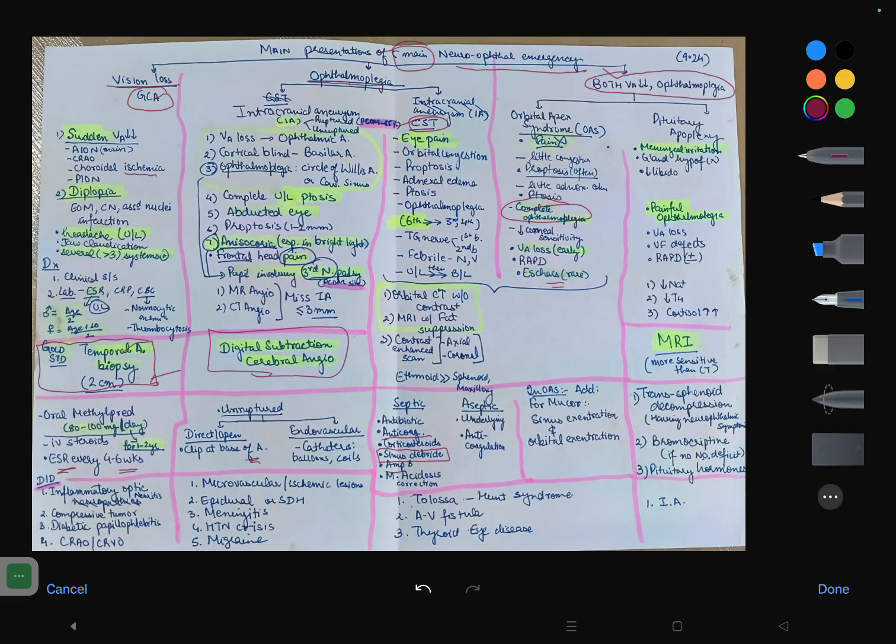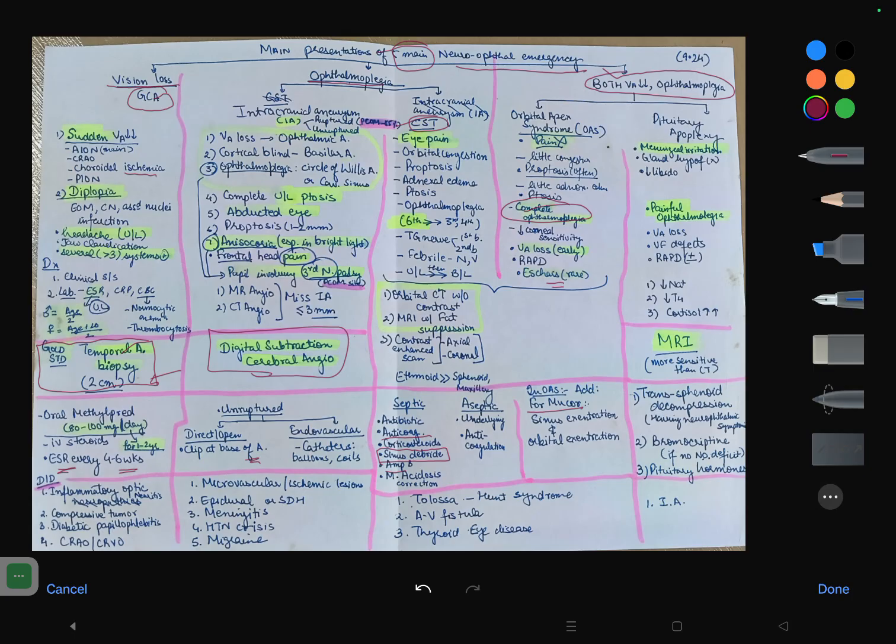In orbital apex syndrome also, we have to do orbital CT without contrast and MRI with fat suppression, and we can do contrast enhanced scan in axial and the coronal views. In orbital apex syndrome, the same management we follow as in the cavernous sinus thrombosis by dividing it into septic or aseptic variety, and we have to add for mucormycosis any sinus exenteration and orbital exenteration procedures.